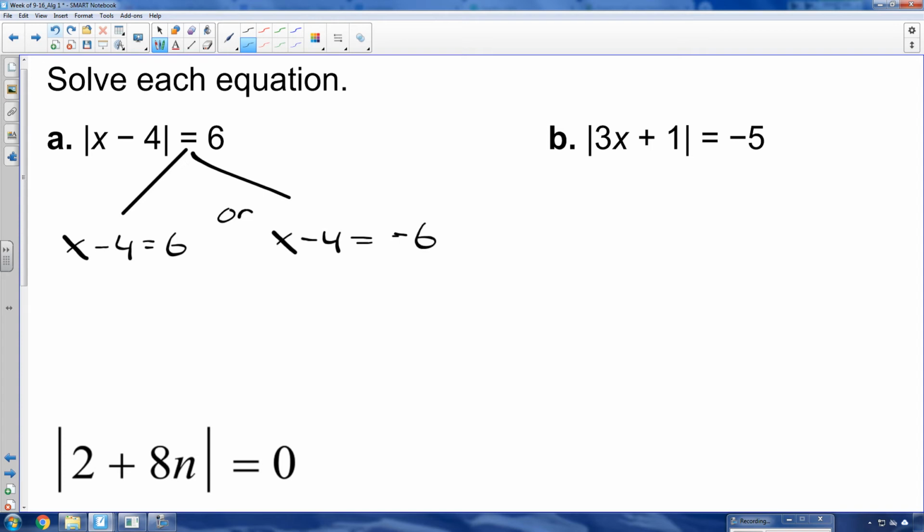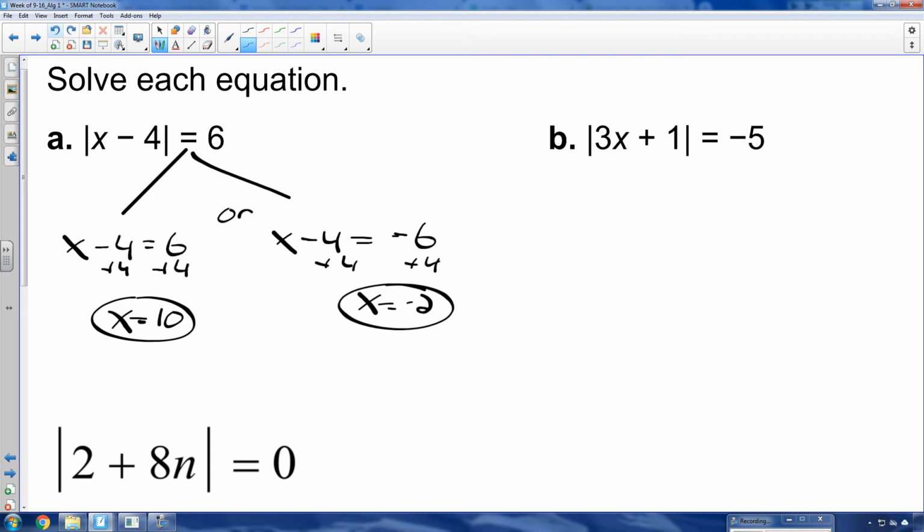When I do the work out here, I add the 4. I get x equals 10. And when I do the work out here, I add the 4. I get x equals negative 2. So these are my two answers. And how do I know if they're right? Well, I can just take negative 2 and put that in the absolute value symbol and see if that's true. That tells me that the absolute value of negative 6 is 6. That's true, so this is the right answer. That's how you check a solution.